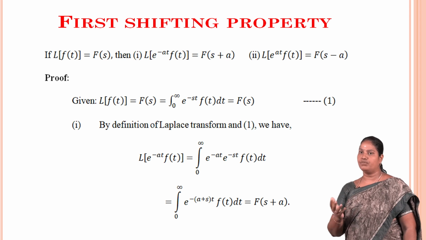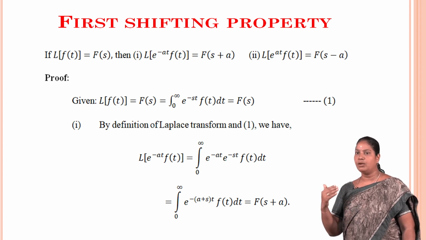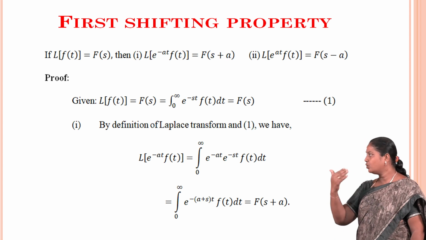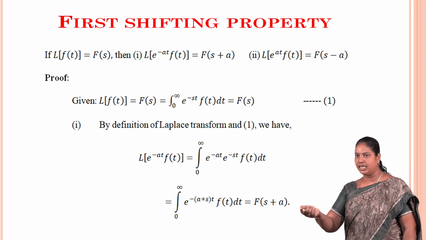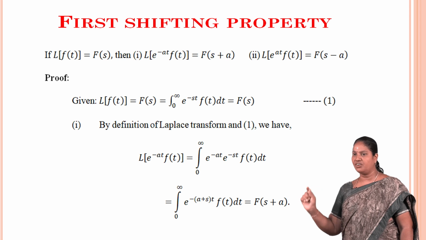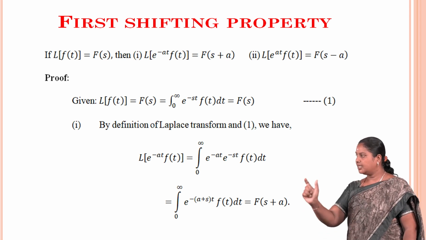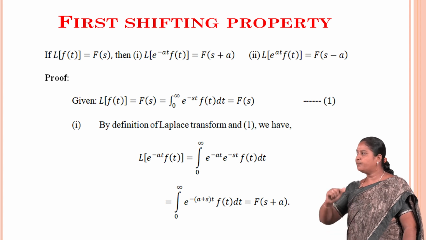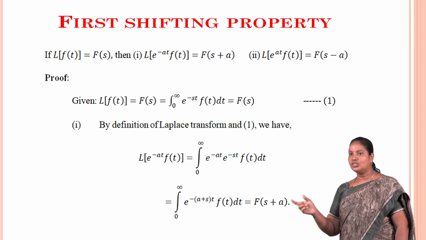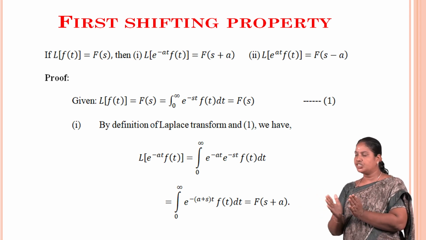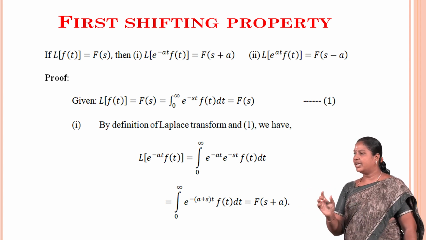First, the proof of the first property, that L of e power minus at f of t, comes from the definition of Laplace transform. By definition it is integral 0 to infinity e power minus at into e power minus st into f of t. Because in the definition we have e power minus st, in the place of f of t we substitute e power minus at into f of t.